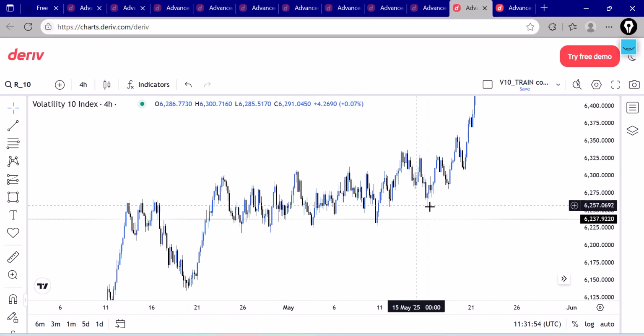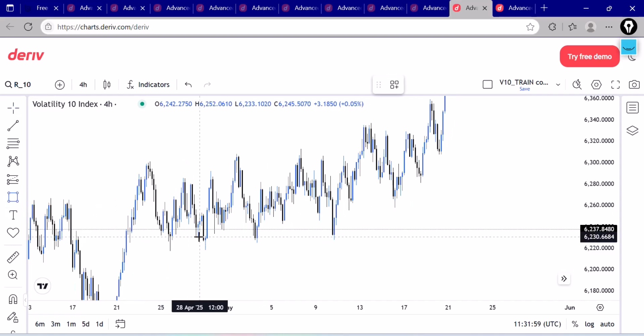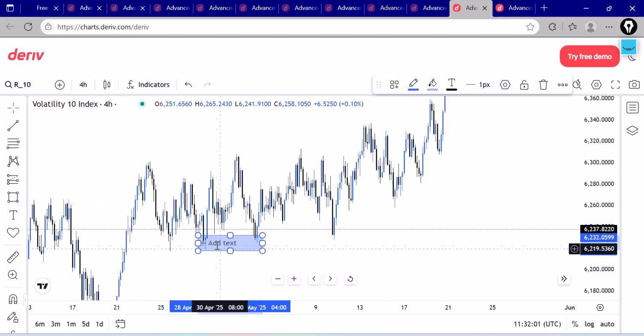So we can also spot out demand zones here. Okay, so this is a demand zone. This is a demand zone. Price came in 1, 2, 3. There's an imbalance in between.